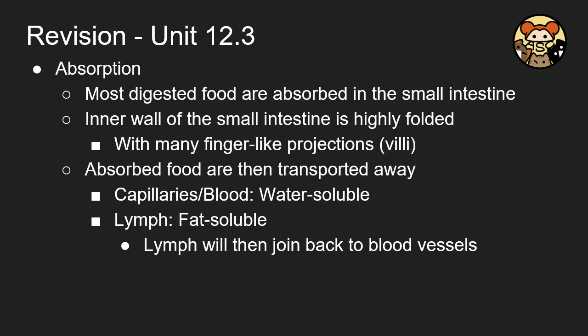As for absorption, most digested food is absorbed in the small intestine, and the inner wall of the small intestine is highly folded with many finger-like projections. We call them the villi, to increase the surface area. And then the absorbed food will be transported away either by capillaries, that is blood, or lymph. Blood will transport the water-soluble substances, and lymph will transport the fat-soluble substances. The lymph will then join back to the blood vessels.